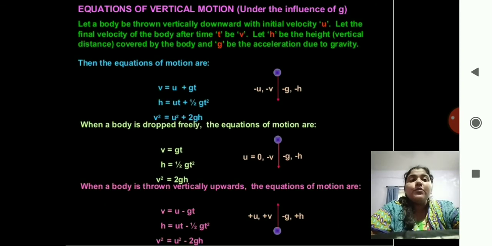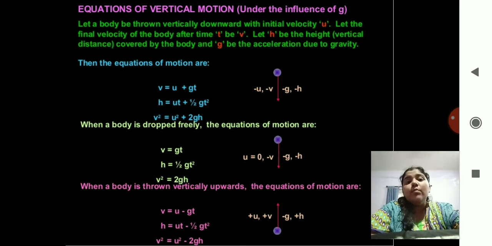So under the influence of g, we have studied these laws of motion, correct? That is v is equal to u plus at, then s is equal to ut plus half at square, then v square is equal to u square plus 2as, correct? So what are we going to do now? We are going to replace some initials because of the influence of gravitation.